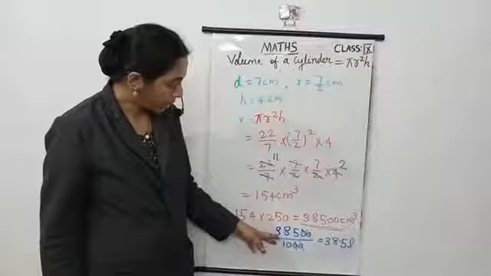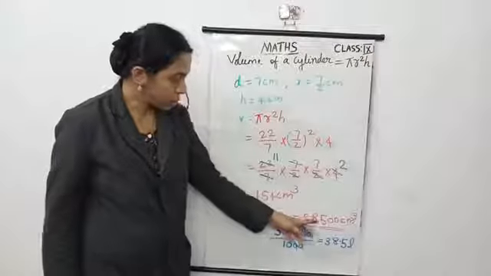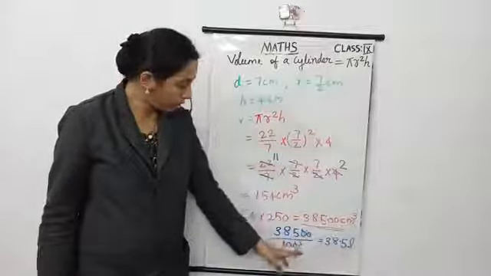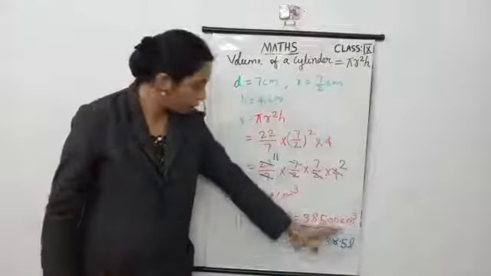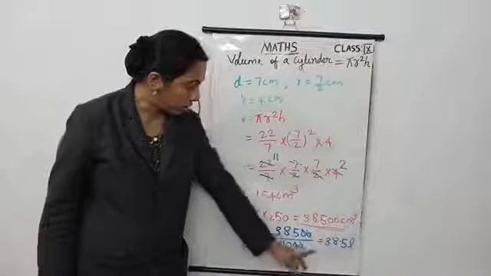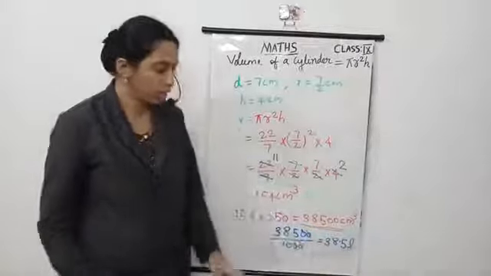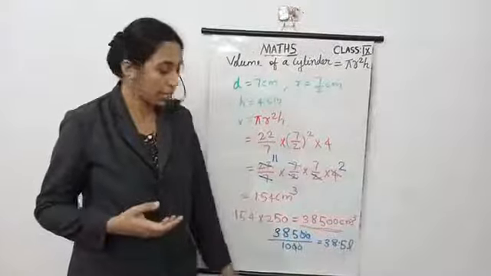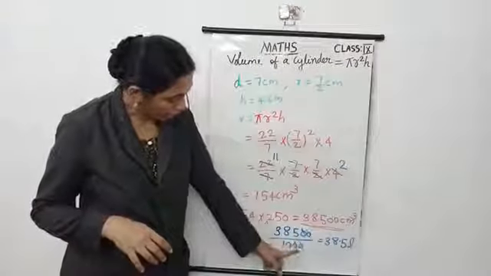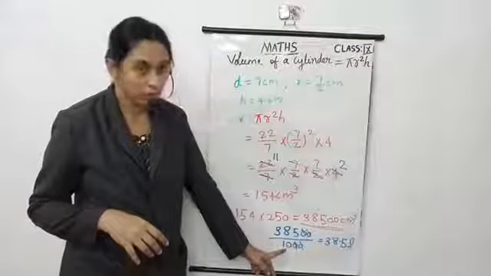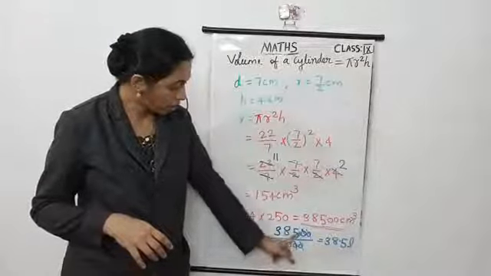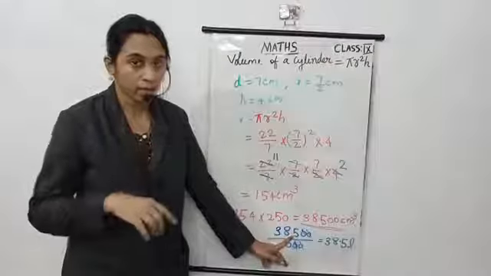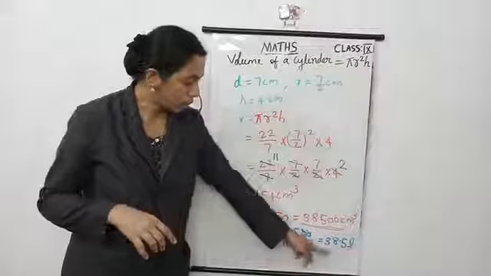In liter, we can divide this centimeter cube, as 1 liter equals 1000 centimeter cube. So divide with 1000, we get 38.5 liters. So the hospital needs to make 38.5 liter soup daily. We can cancel this 0 and 0, this 0 and 0. Then divide with 10 means put the point from the right side, 1 digit. So this is 38.5 liter.